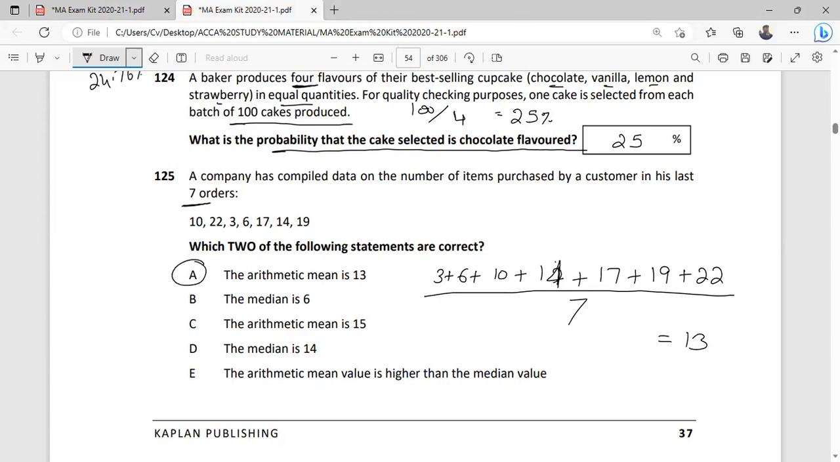Median is the middle value. There are 7 values. I cut 3 from here, 3 from here. Median is 14. This statement is correct. Mean is 13, so this one is correct. Median is 14, it is correct. Arithmetic mean value is higher than the median. Our mean value is 13 and our median value is 14. So it is not higher. It is lower. So this statement is incorrect.